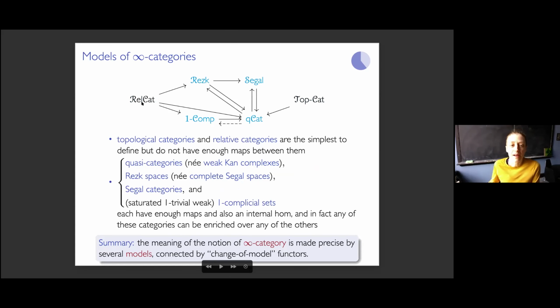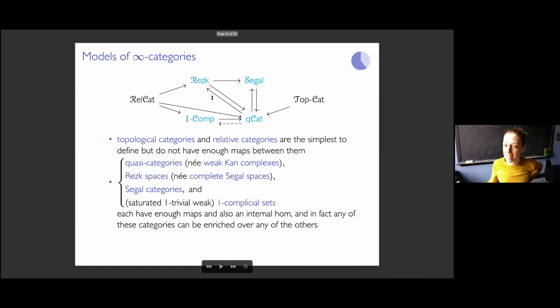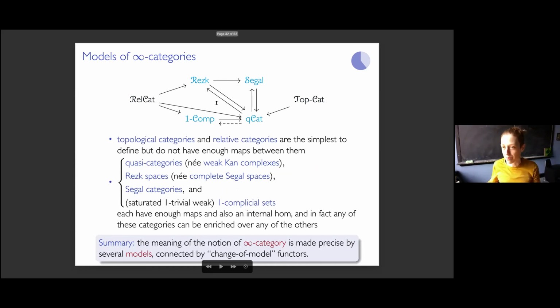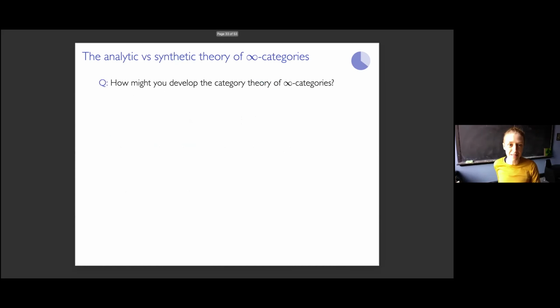There are 4 models that are recognized as the better behaved for technical model category reasons that I could get into, but maybe I won't. These are the models that, when I say our theorem works in all models, I'm referring to. And they are connected by various change of model functors, which have been developed by our colleagues and can be understood as equivalences.